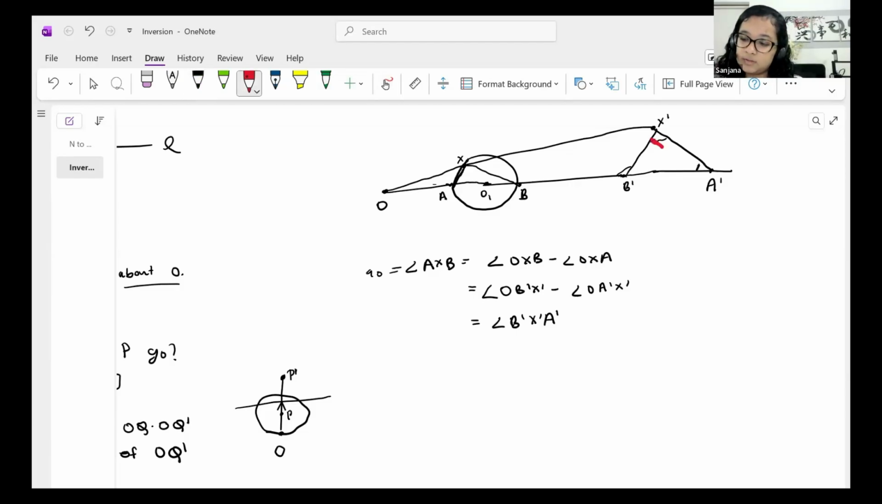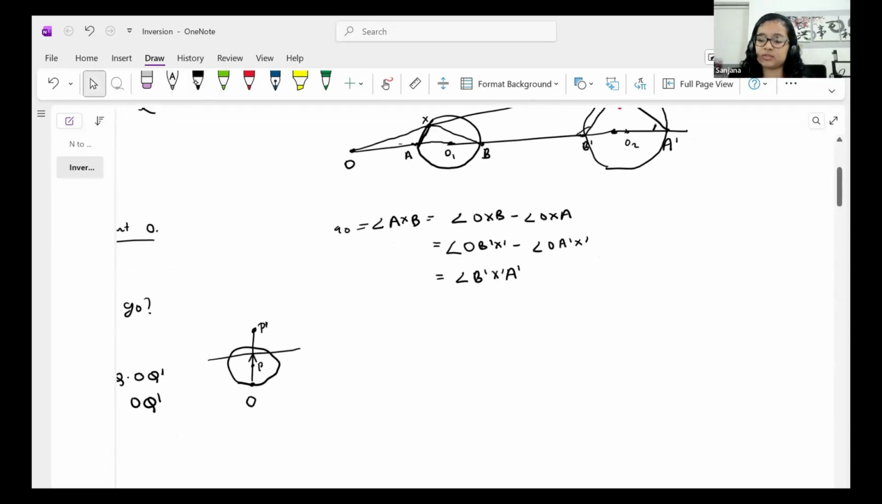So for any point on the circle, we get that B dash X dash A dash is 90, for any point X on the circle and its inverse. So they must all lie on the circle with diameter A prime B prime. And therefore, the image of any circle is also a circle. This also proves that the centers are collinear, but that doesn't mean that O1 goes to O2. It just means O1 goes to some point on this line. So keep that in mind.